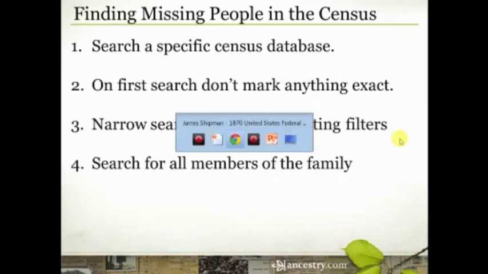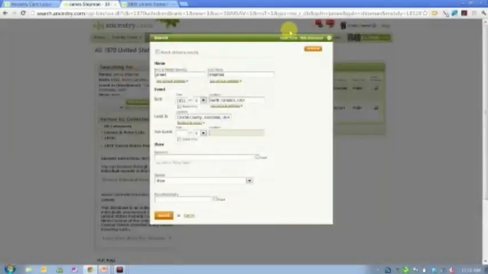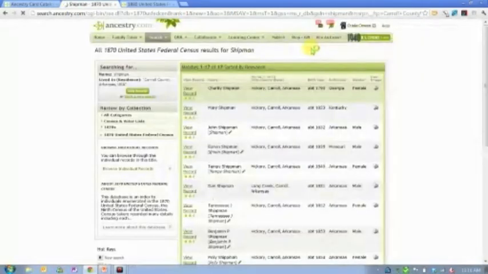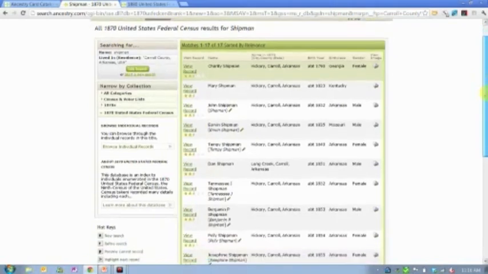So if I'm looking for my specific person and I haven't found them, what I might want to do instead is search for all people with this last name living in this location exactly. And so what that does is it returns to me a list of 17 people. That's it, right? That's a very manageable list. I haven't searched for anything other than a surname with a specific location marked exact. And I can start to filter through this list.